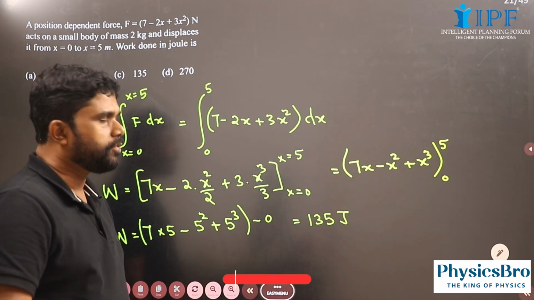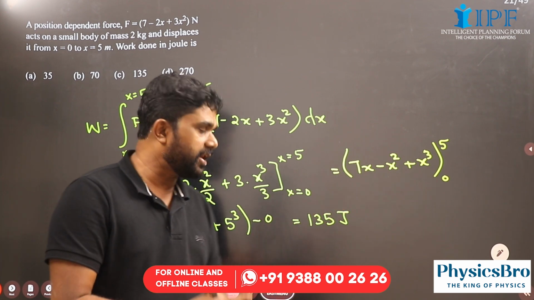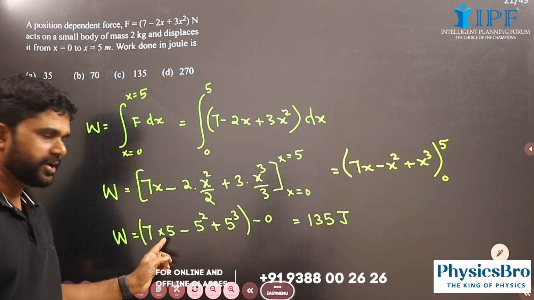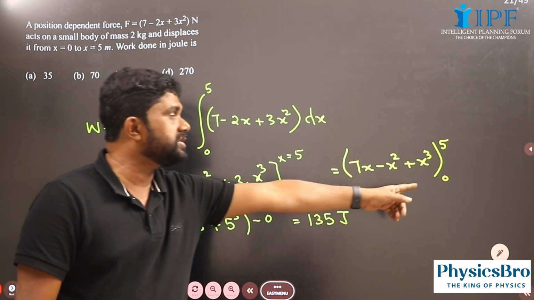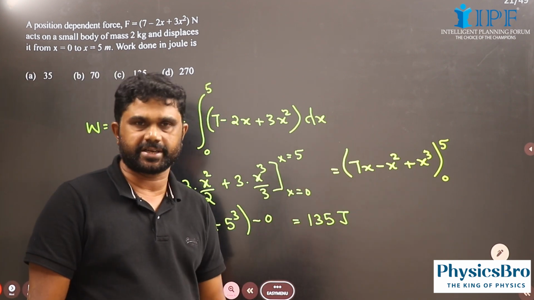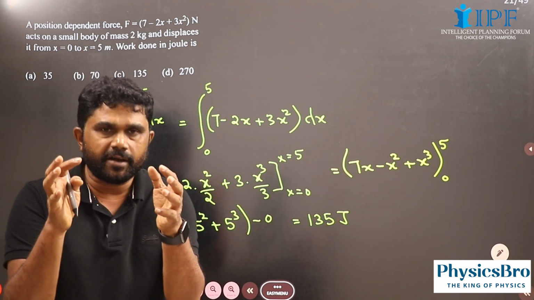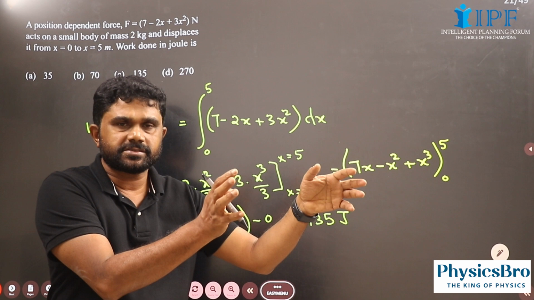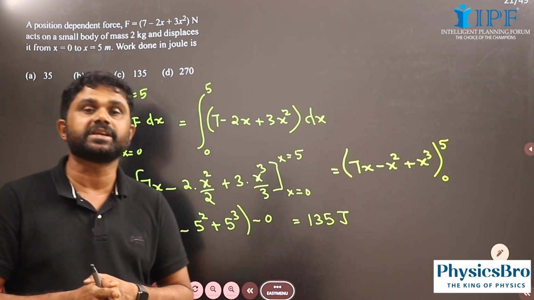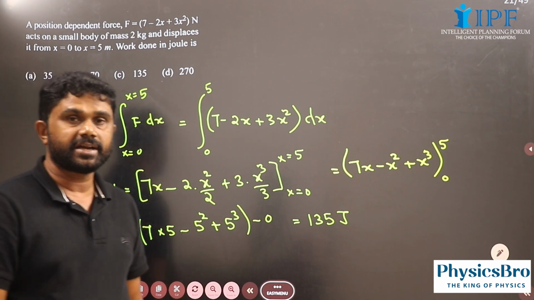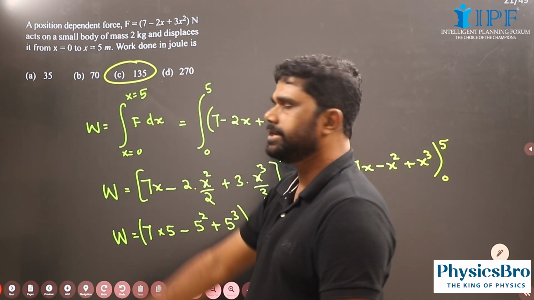What to do? You have to put this upper limit 5 for the variable x and find the value. What do we get? We will get 7 into 5 minus 5 square plus 5 cube. Then we have to put the lower limit 0 for the variable x. All the terms will become 0. So the value obtained after putting the upper limit minus the value obtained after putting the lower limit will give you the integral value. So we have got 135 joules. So 135 joule, right?